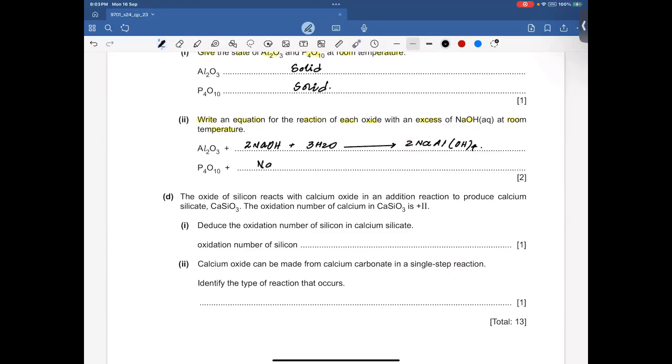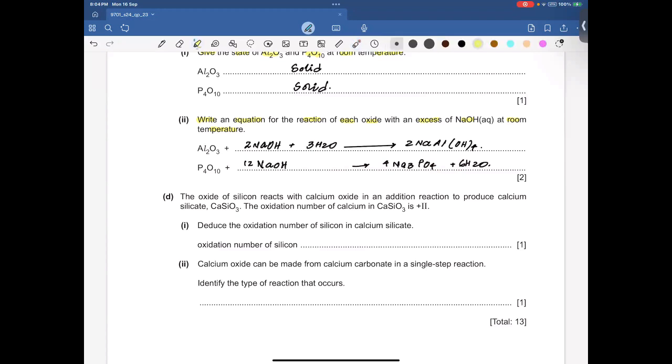P4O10, when reacting with NaOH, obviously converts into sodium phosphate and water. Since we have 4 phosphorus here, I need to put 4 here. We have 12 sodium atoms here, so we need to put 12 here. We need 12 hydrogen atoms here, so I need to put 6 here in order to balance the equation. Let me check oxygen. We have 12 oxygen and 22 oxygen. 4 times 4, 16 oxygen. 16 plus 6, 22 oxygen, right? So oxygen is balanced. The entire equation is balanced, in fact.